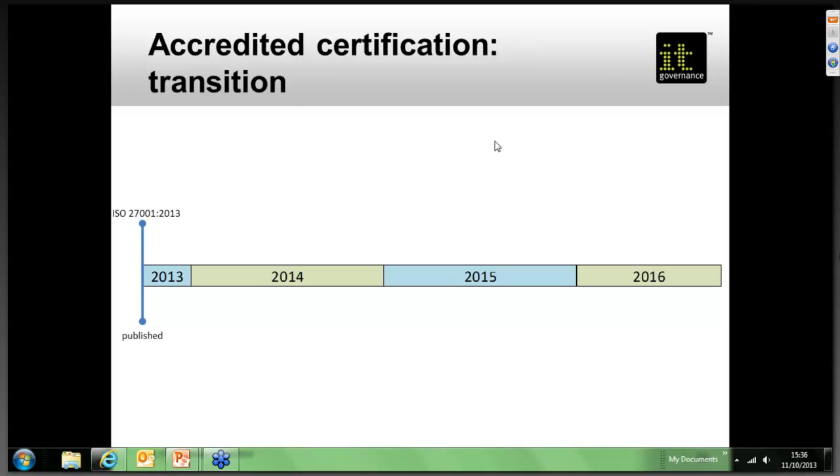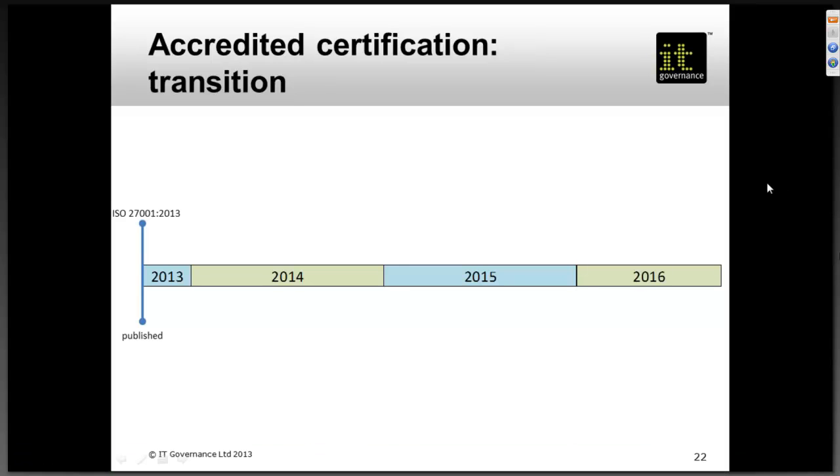So here we have a transition timeline for accredited certification, and I'm, to an extent, predicting, guessing what's going to happen with regards to accredited certification in these slides. We'll start off by recognizing, of course, that the standard was published towards the end of September or the 1st of October this year, and I'm going to suggest that as of the 1st of January, accreditation bodies will start to offer the service of transitioning certification bodies.